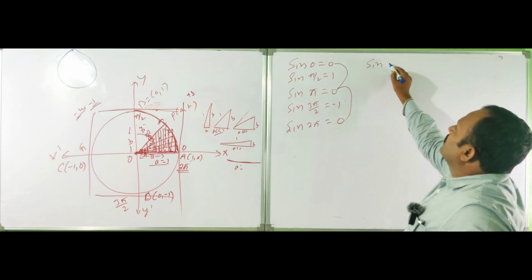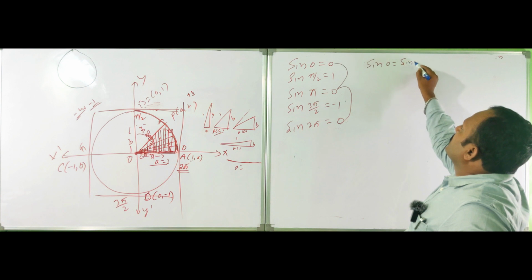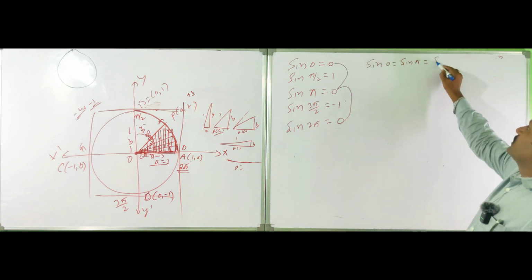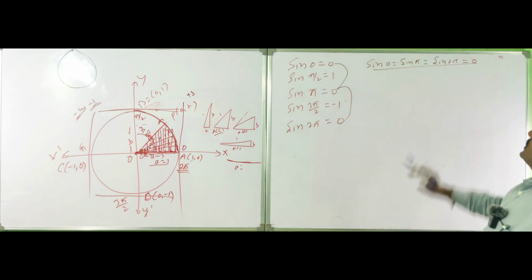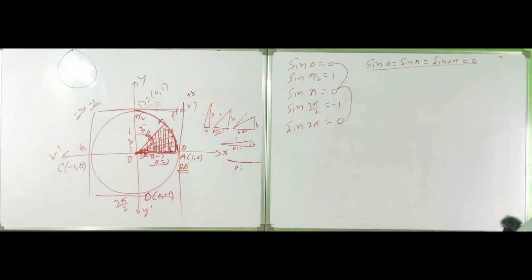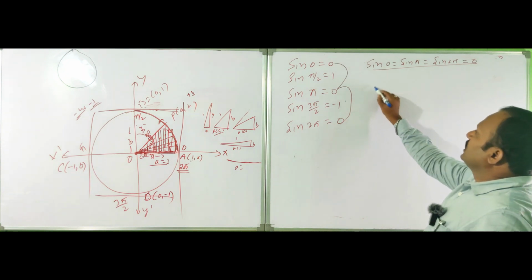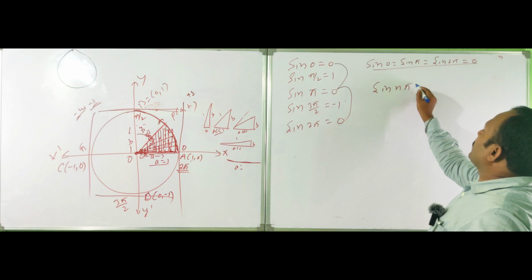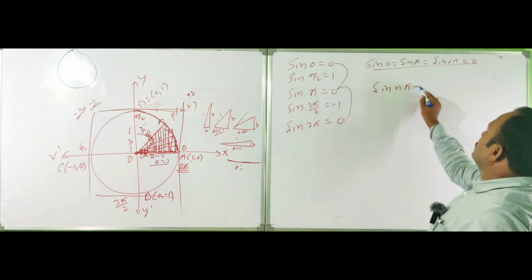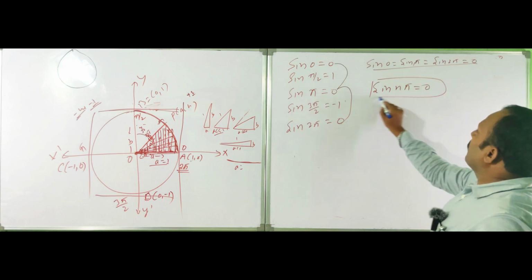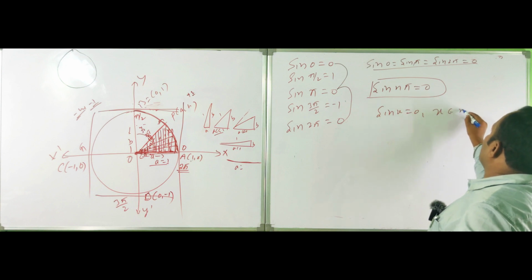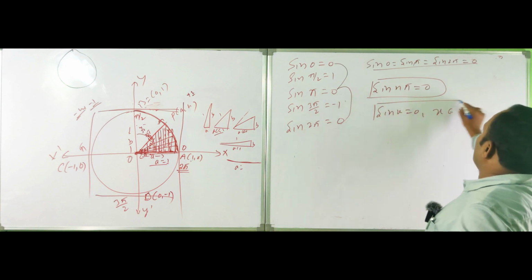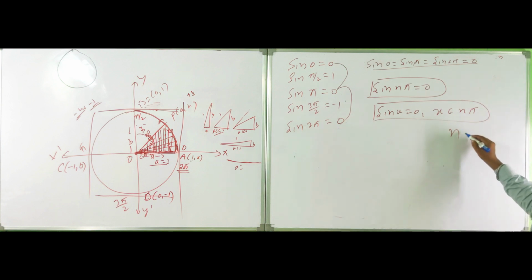Sin of 0 is equal to sin of pi is equal to sin of 2 pi is equal to 0. This is the function behavior at 0, pi, 2 pi. So this is a generalization, sin n times pi. This is the one: sin 0, sin pi, sin 2 pi is equal to 0, or sin x is equal to 0 for x belongs to n pi, for any values of n. N is the integral multiple.